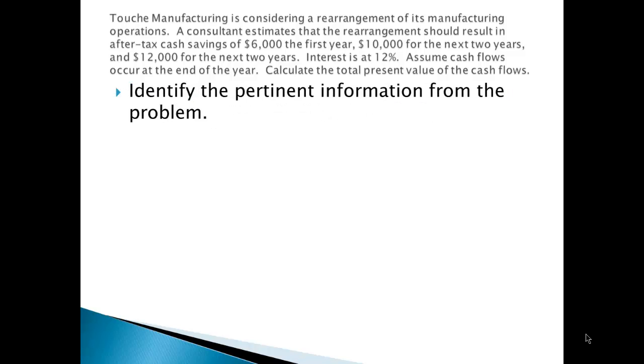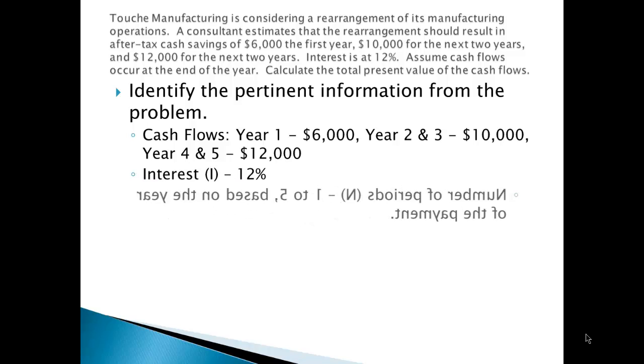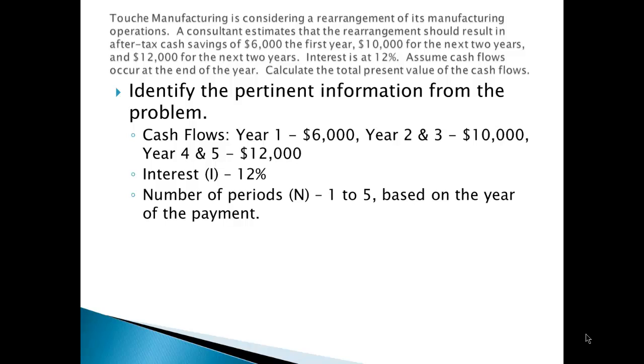The first step you want to take is to identify the pertinent information from the problem. Our cash flows for year 1 is $6,000, year 2 and 3 is $10,000, and years 4 and 5 is $12,000. Our interest is 12%, and our number of periods is 1 to 5 based on the year of the cash flow.